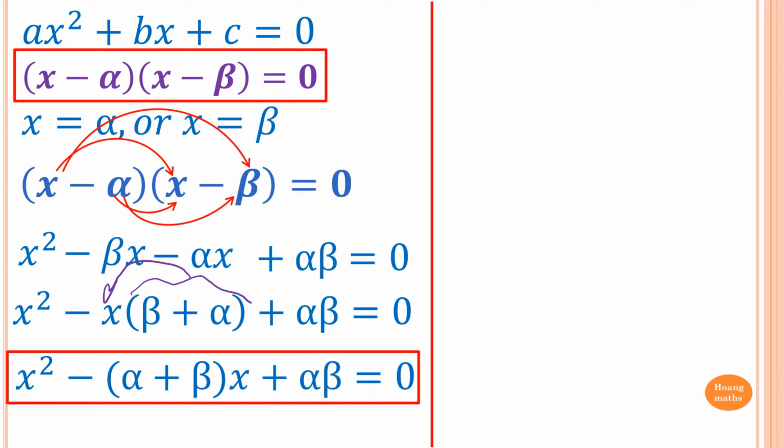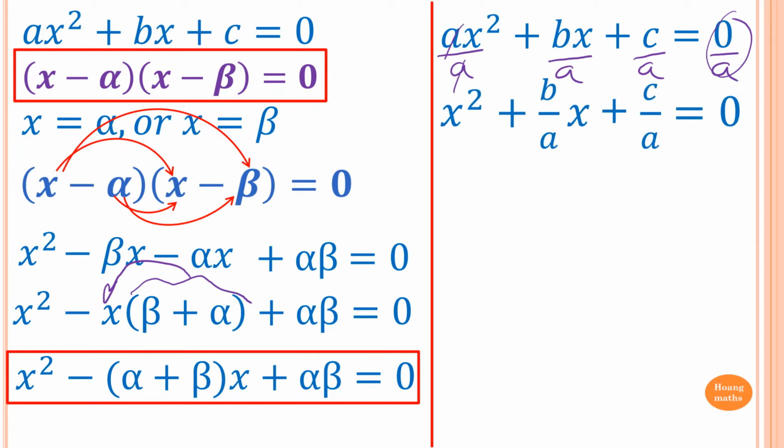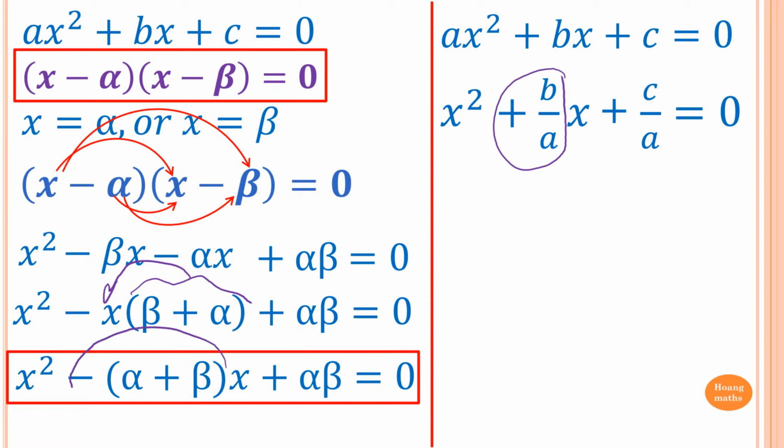Now let's focus on ax squared plus bx plus c equal to 0. If I divide everything by a in this equation, of course this cancels out and this still gives me 0, which gives me this equation here. So now we can just compare the coefficient of x and the coefficient of this.